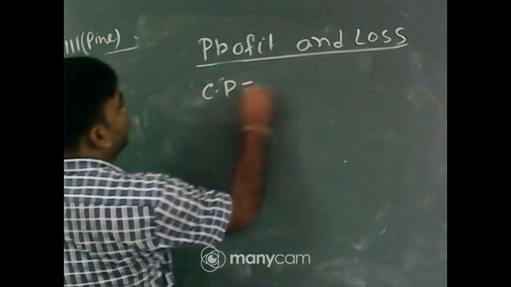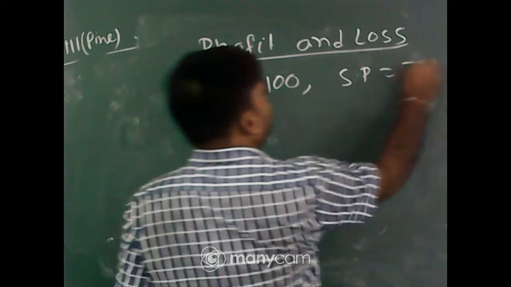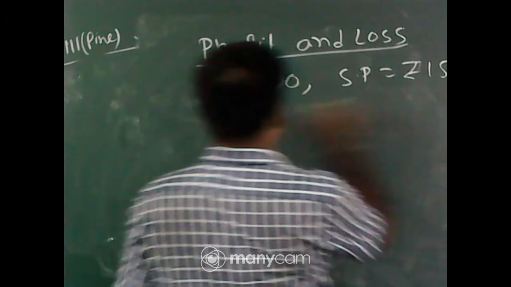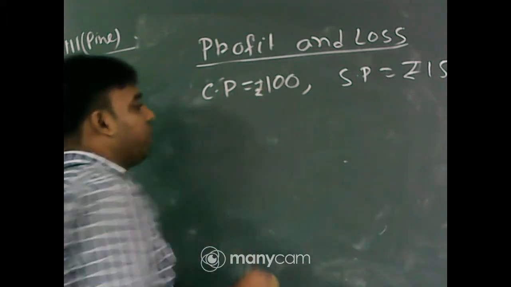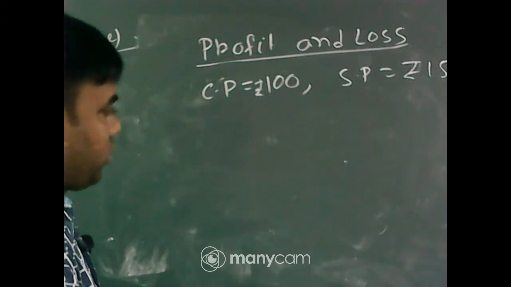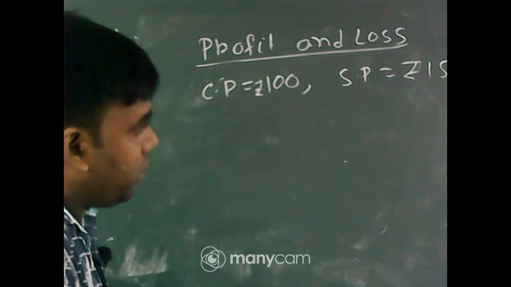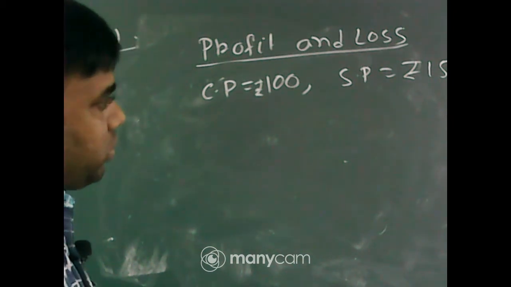CP equal to 100 and SP equal to rupees 150. Profit or loss? Answer it quickly. Naina, profit. Okay.